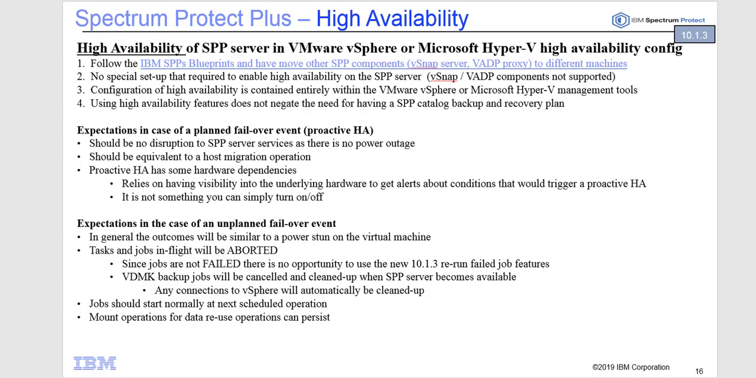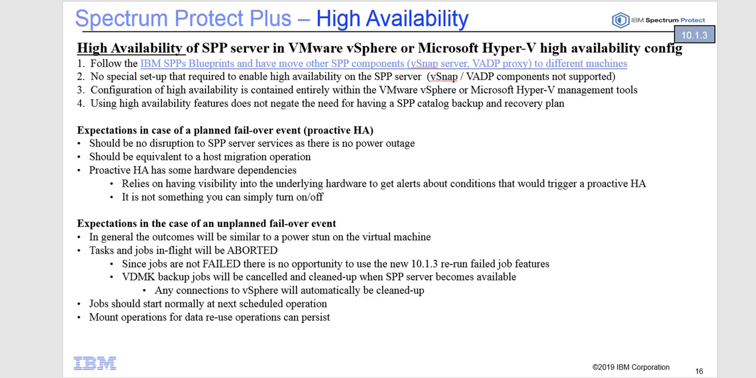I'm going to be showing you it in vSphere. And I'm going to start with high availability. And a couple things to note on high availability is that, first of all, when you set up the Spectrum Protect Plus, make sure you follow the blueprints. And then there is no special setup inside a Spectrum Protect Plus server. And once you get the vSphere set up and configured for high availability, then it will be able to work with Spectrum Protect Plus automatically.